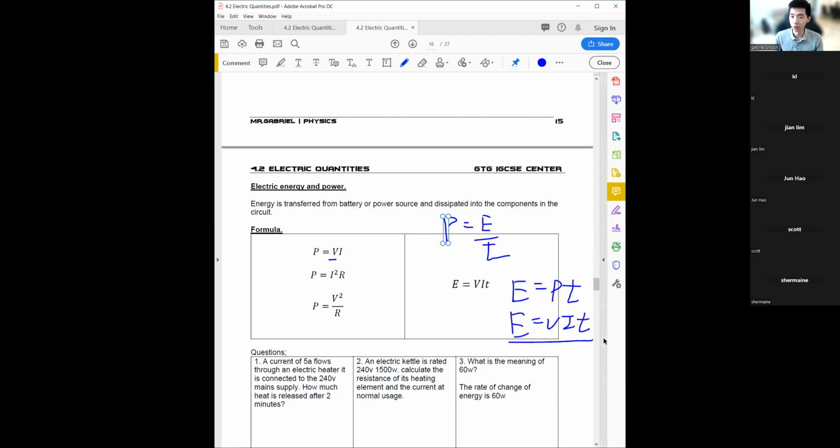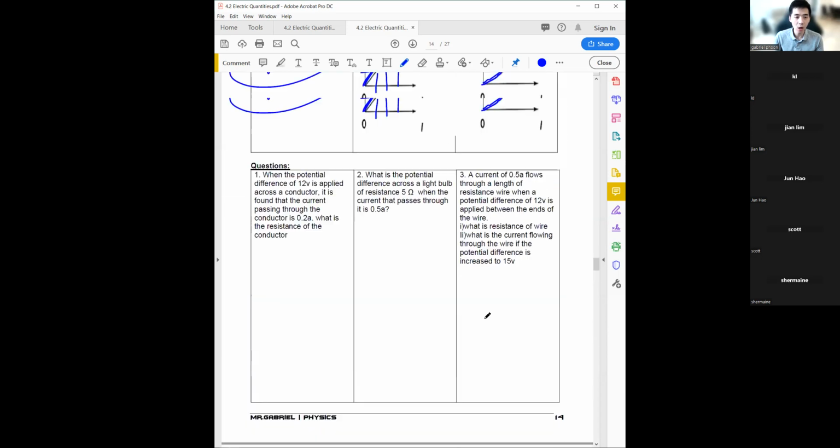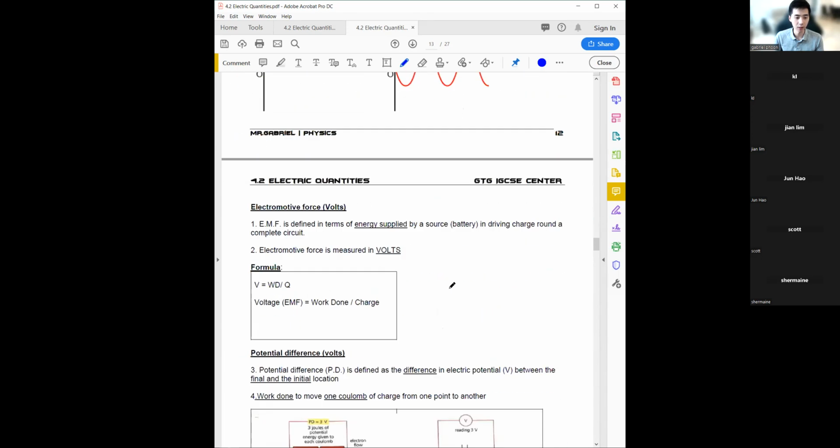This is one way to get the electrical energy formula, right? But if I want to find the electromotive force, guys, I need to make V the subject. If I make V the subject, V will be equal to E over IT, right? And from here, I know that V is equal to work done over charge, guys, which is essentially what I told you during this chapter.